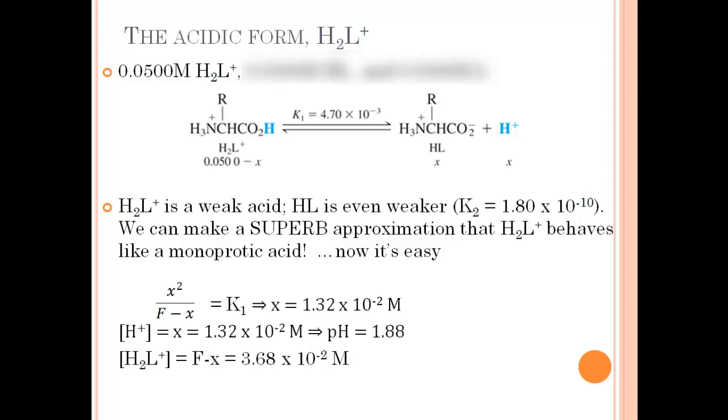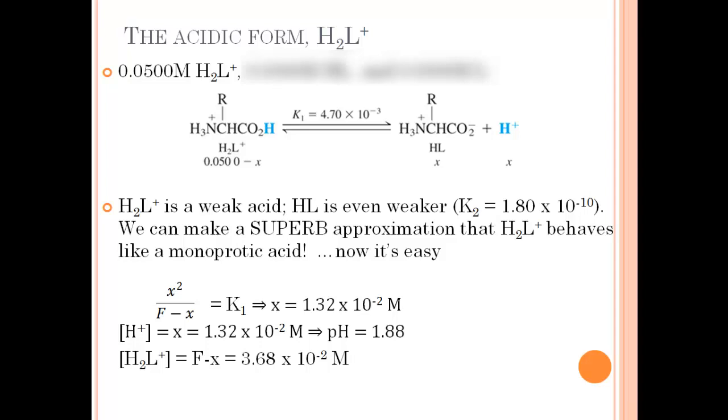With those two numbers, you can actually make a really cool approximation saying that H2L+ behaves like a monoprotic acid. Why can you do that? Because you know what the K1 is. It's really small, to begin with. It's a lot smaller than that 0.0500, which is the formal concentration of that weak acid. But like I said, look at the K2. It's ginormously smaller than the K1. So really, it doesn't really dissociate at all. So for that reason, you can make that approximation that it just acts like a monoprotic acid.